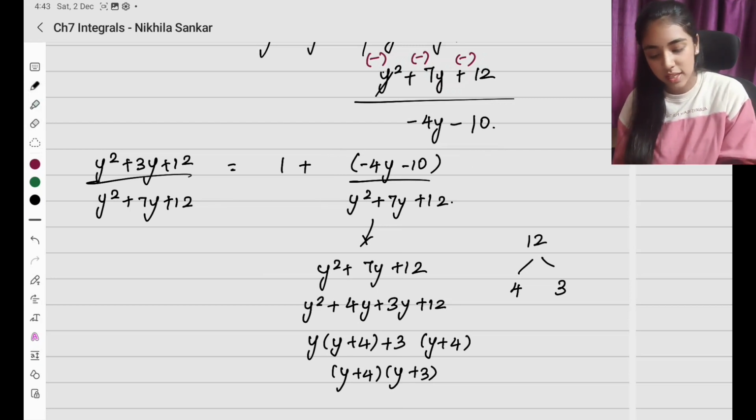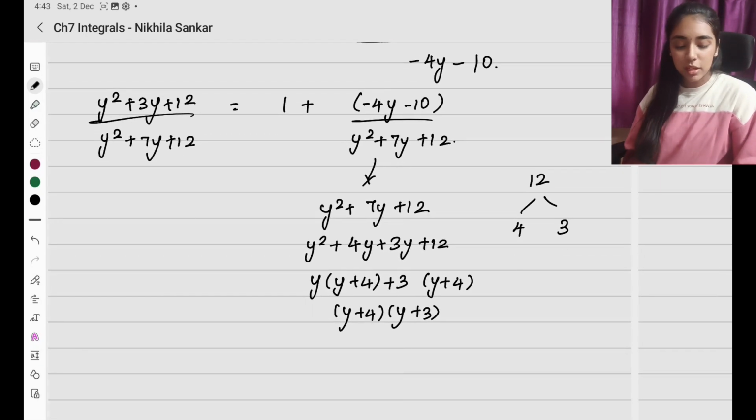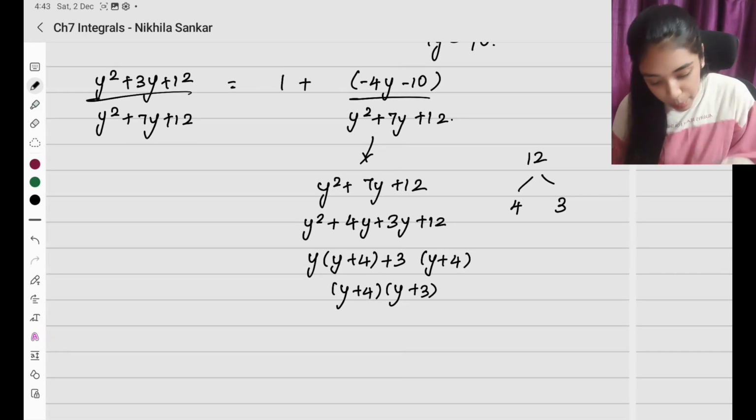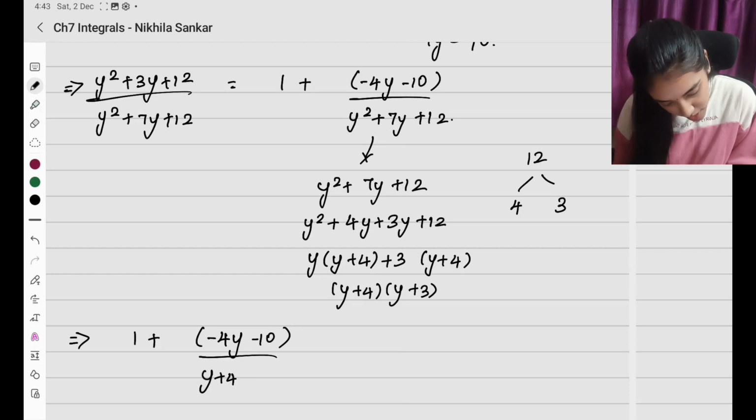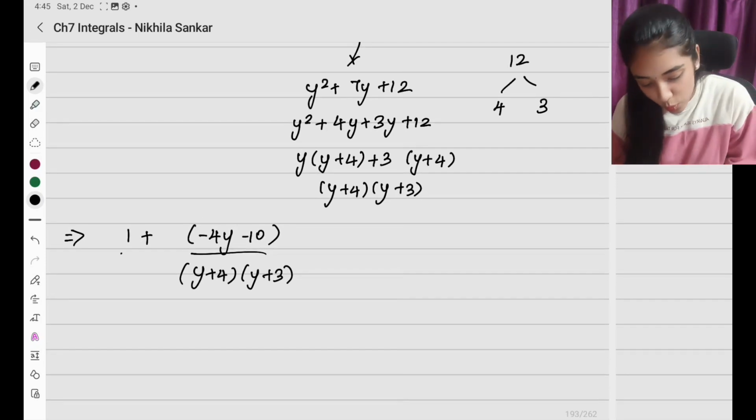So that's why I am first using splitting the middle term to find what the denominator is. Now what will it become? This is going to look something like this. This is going to be 1 plus, what is on top? Minus 4y minus 10 divided by y plus 4 times y plus 3 is my integral. So 1 dx we can do easily.